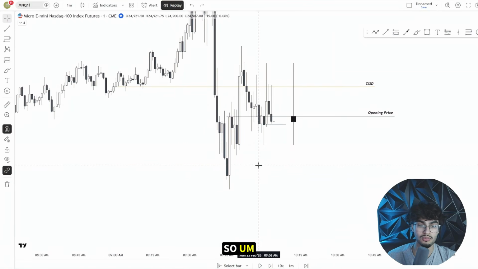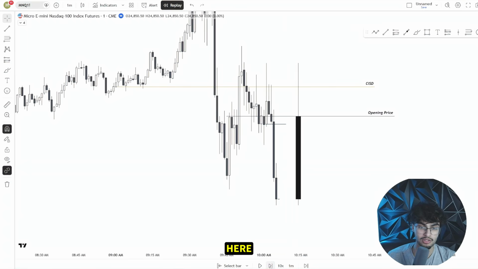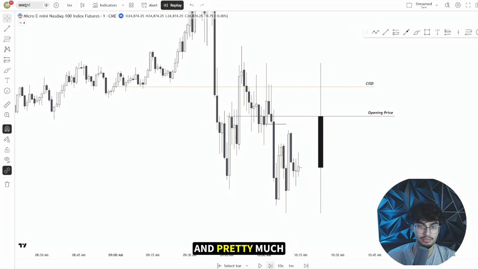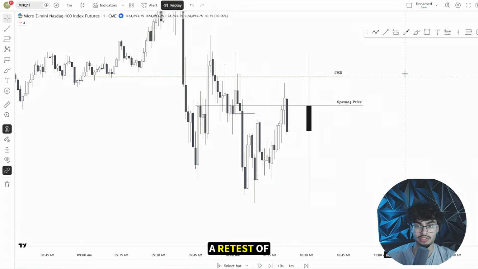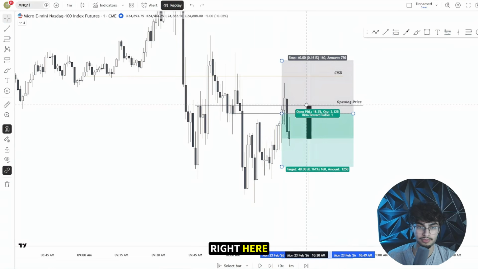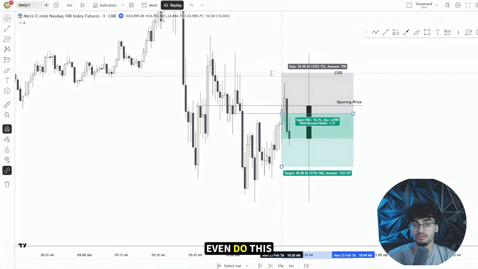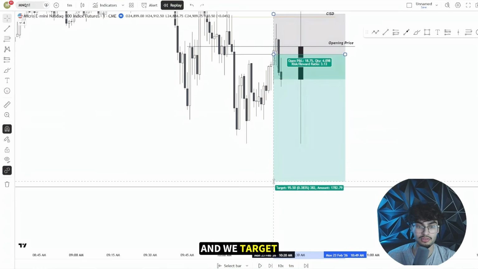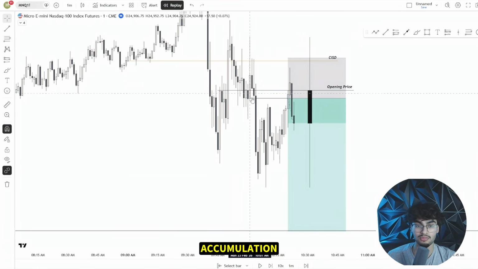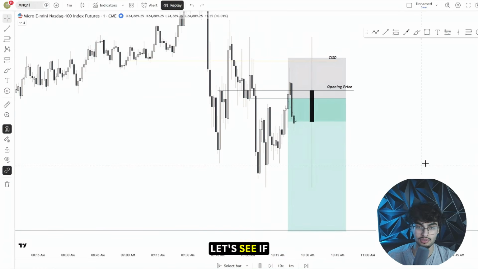So we get a significant closure right here, and pretty much we wait for a retest of this change in the state of delivery level, which we get right here. Would keep our stop loss at this high, or you could even do this high, and we target these lows here for a nice accumulation, manipulation, distribution. Let's see if this plays out.